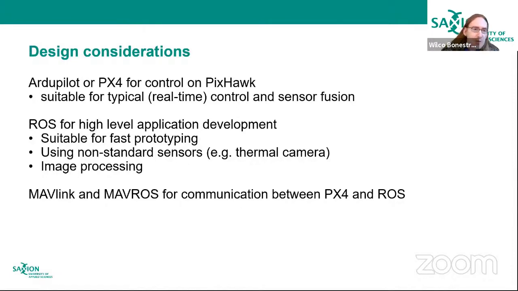But for example, if you want to experiment with new cameras, it's far easier to develop that on a ROS system. And also things like image processing, it's easier to develop and to run on a separate system. To connect those systems, we use Mavlink, and MavROS is a package that's kind of a wrapper around Mavlink. Mavlink is the way to communicate with the PixHawk system. So that's for us the way to communicate between the PX4 and ROS.